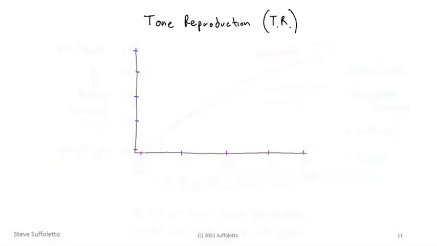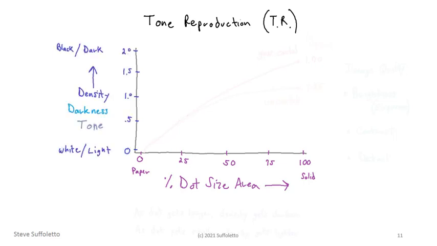Let's look at tone reproduction, or TR. So we're going to build a graph or a chart here. The horizontal x-axis is percent dot size area, going from 0 to 100, going from bare paper to solid ink. The vertical column to the left, or the y-axis, will be the density.